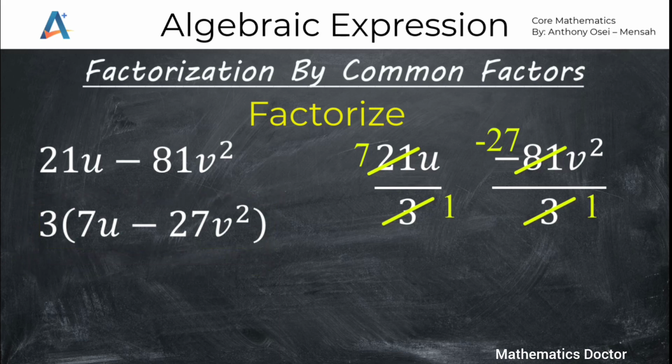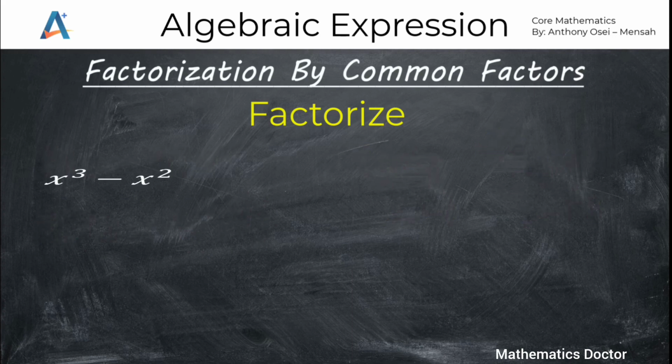Let's take a look at question number 8, which says factorize x cubed minus x squared. Finally, we are at the all variable expression factorization. If you check the question, you realize that the variable here is x cubed and that one here is x squared. Now we have to factorize a common factor for the two variables.